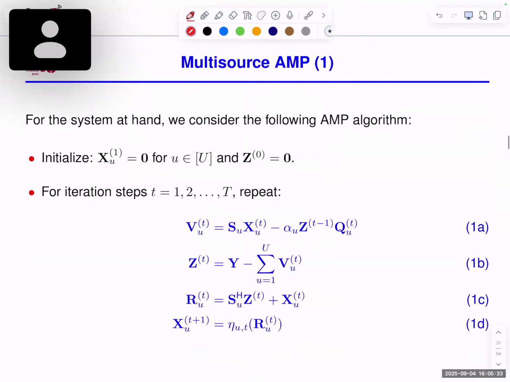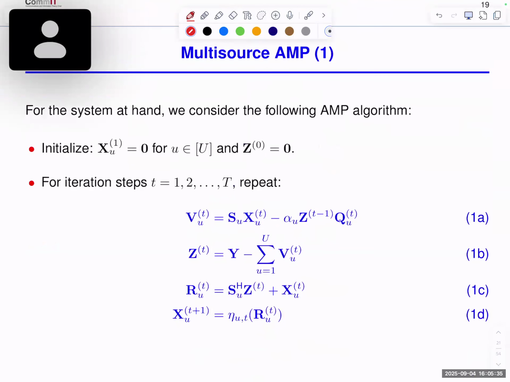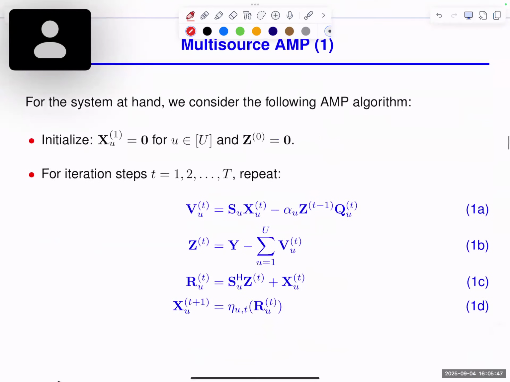And how do we do this? Well, we call it multi-source AMP, because basically we have a superposition of different sources with different statistics. So the algorithm is very similar to AMP, effectively. The only thing is that we create these residual matrices for each different source, and then we put them together, we subtract, and then we create this.